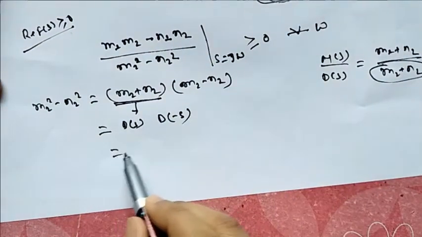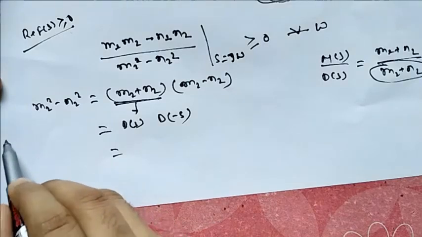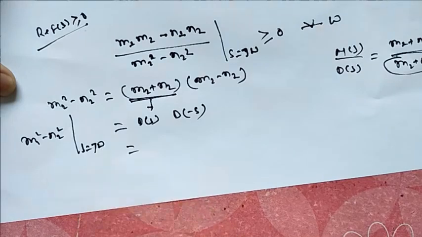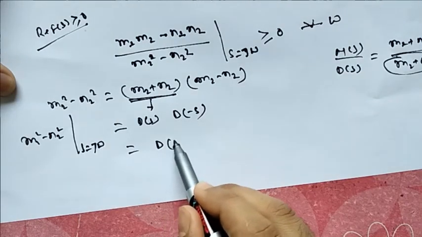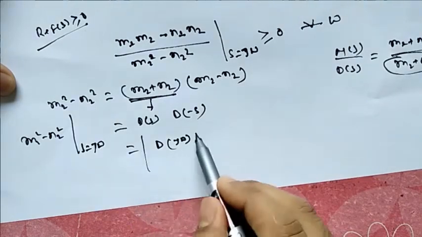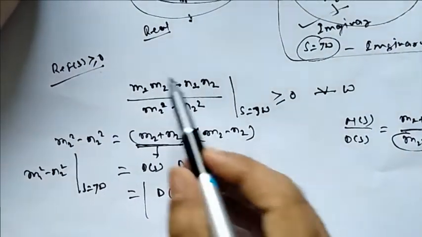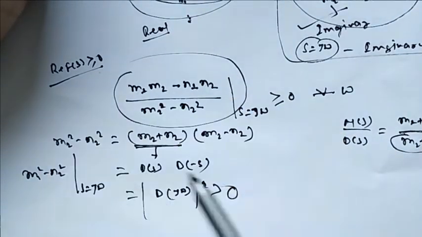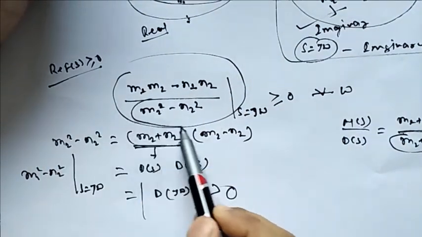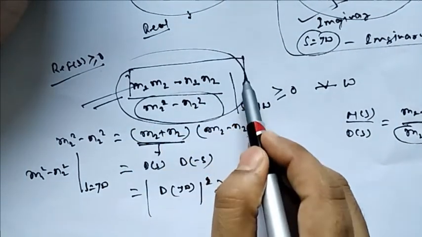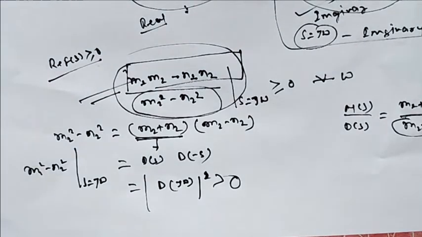Now, m2 square minus n2 square, if I put s equal to j omega, then this will be the magnitude of D of j omega, and this will always be greater than 0. Lastly, we came to the conclusion that we have to check this to be greater than 0, and we found that this is greater than 0. Now we are left with this portion only, m1 m2 minus n1 n2. So we will be checking m1 m2 and n1 n2.